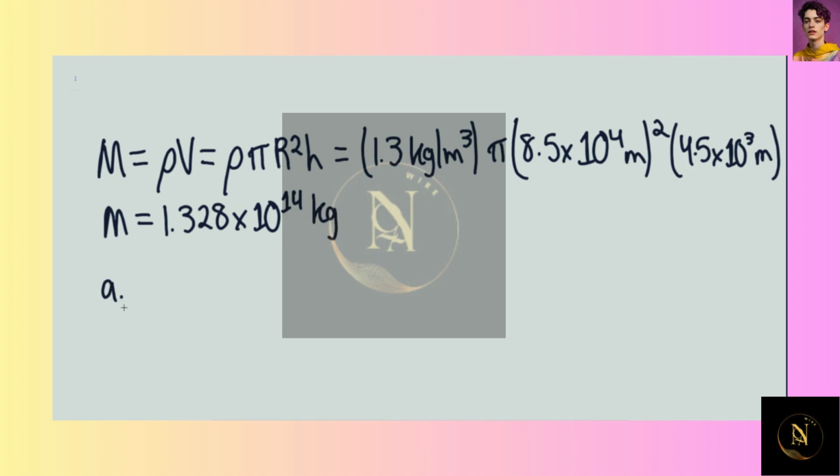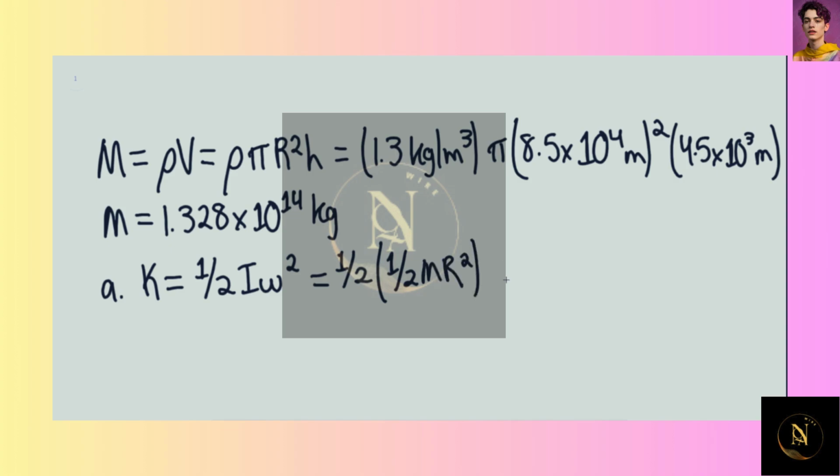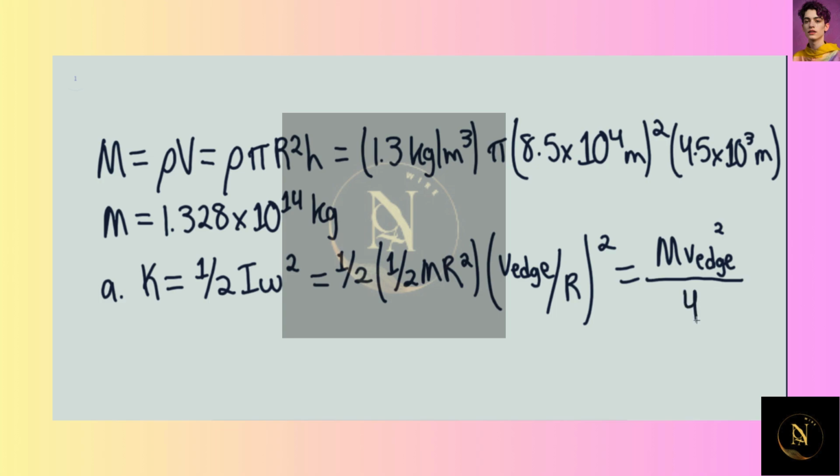And then for part A, when we want to find the kinetic energy of the hurricane, this would be 1/2 times the moment of inertia times omega squared. And so this would be the rotational kinetic energy. This would be equal to 1/2 times 1/2 mr squared, the moment of inertia for a cylinder, multiplied by the velocity at the edge of the hurricane divided by the radius of the hurricane, squared. And this is equal to the mass of the hurricane times the velocity at the edge squared over 4.